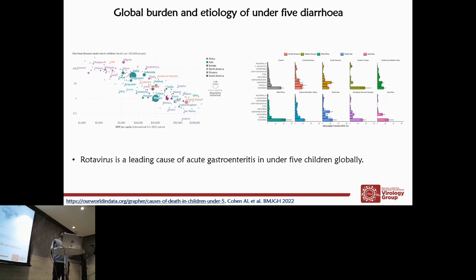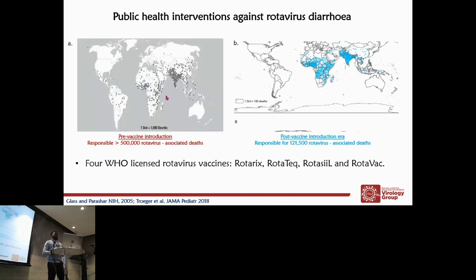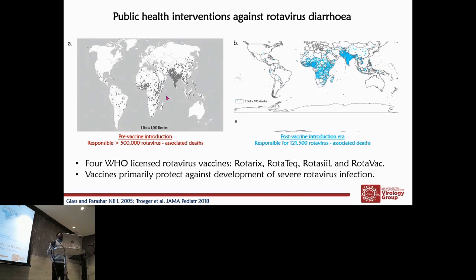The main public health approach against rotaviruses has been vaccination. The WHO has pre-qualified about four vaccines, which over 130 countries are currently using. You can see the impact in the decline in rotavirus-associated deaths from 500,000 to about 121,000. But the problem with these vaccines is that they don't offer sterilizing immunity. So you still have children being infected by rotavirus, but the vaccines generate initial immunity that protects against the severe cases of the infection.